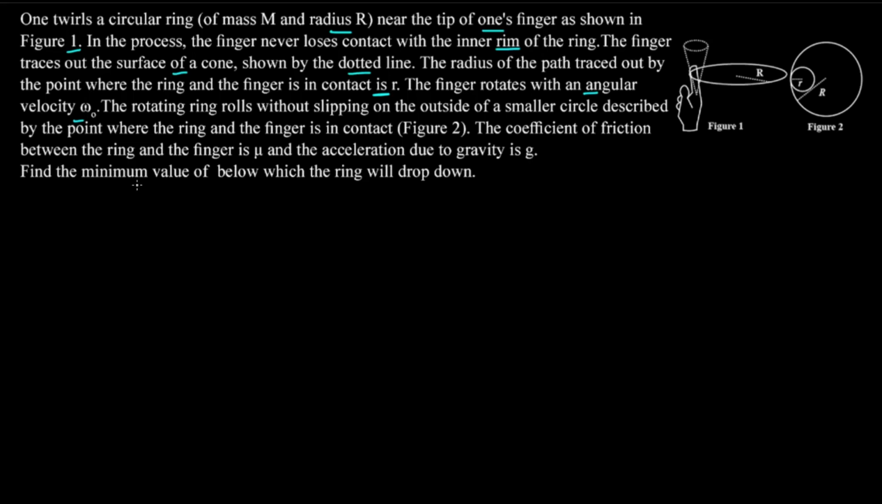It is also given that the coefficient of friction between the ring and the finger is mu and acceleration due to gravity is g. Then in the problem it is asked to find the minimum value of omega naught below which the ring will drop. So let us solve this problem and figure out the minimum value of omega naught.